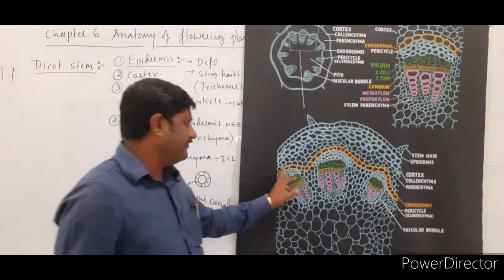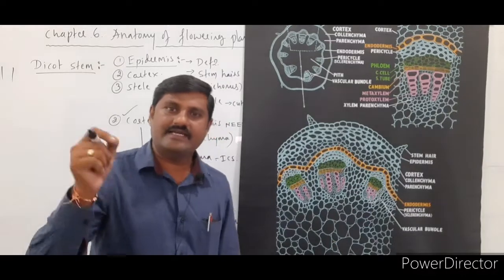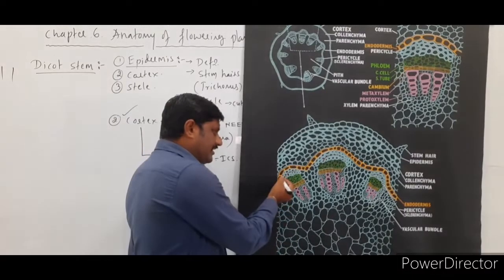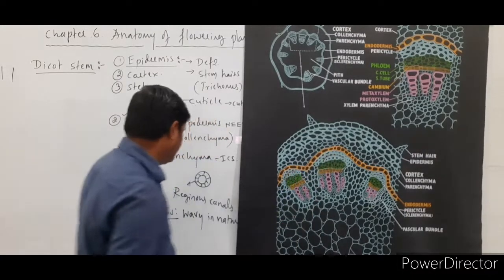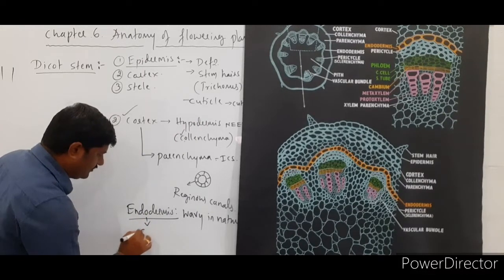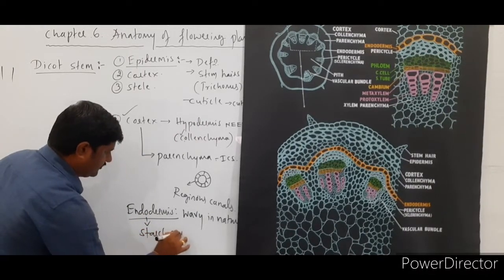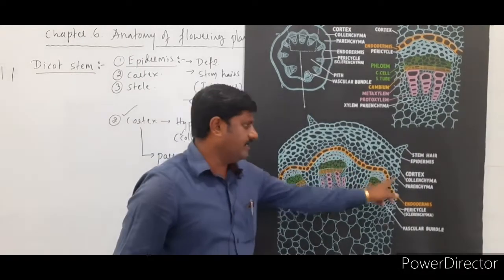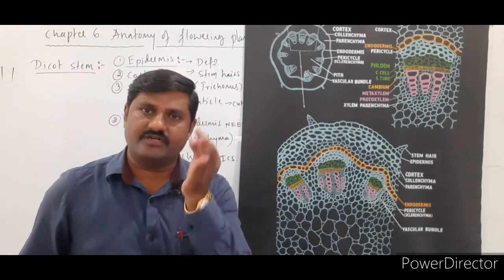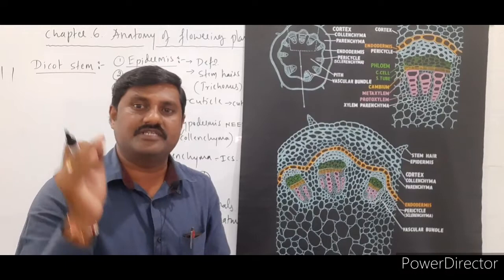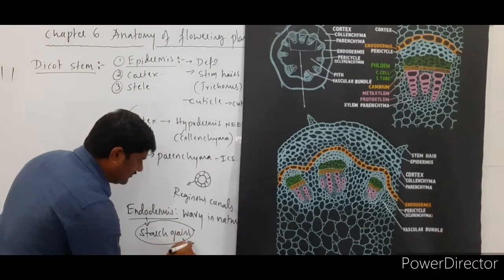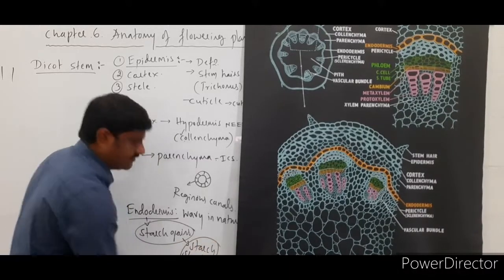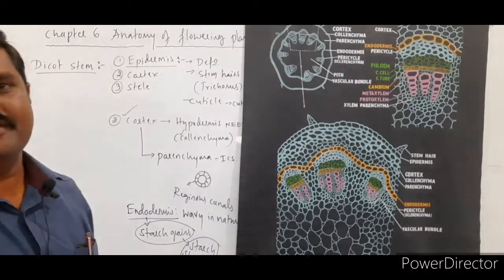These endodermal cells contain many starch grains as stored food, right? So within these endodermal cells starch grains are present. Because of the presence of these starch grains, the endodermis of the dicot stem is called the starch sheath. Hence it is called the starch sheath. What is it called? Starch sheath.